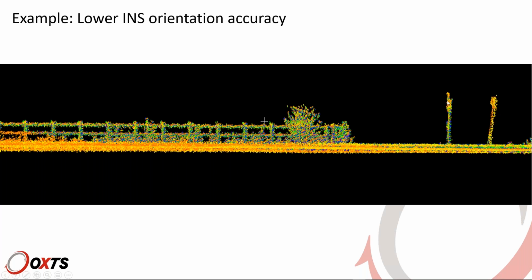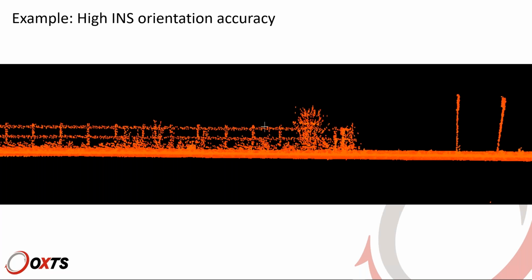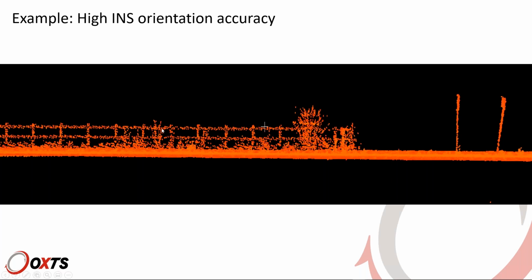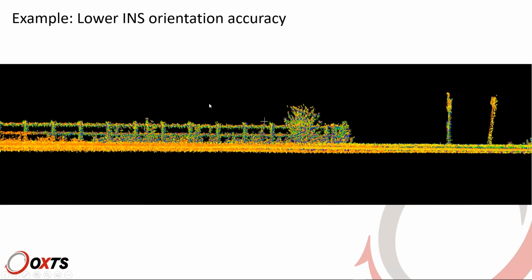Other examples, this was surveyed with a lower orientation accuracy. So if you focus on these two signposts on the right and also on the fence down here, that's the result that you get. And you can already see that the image is a bit noisy, it's a bit blurred. So if you compare it with this one that was obtained with a high orientation accuracy, you can see that the signposts are neater, are thinner, because there is less noise around them. And the same for the fence. It's neater, thinner, compared with this one.